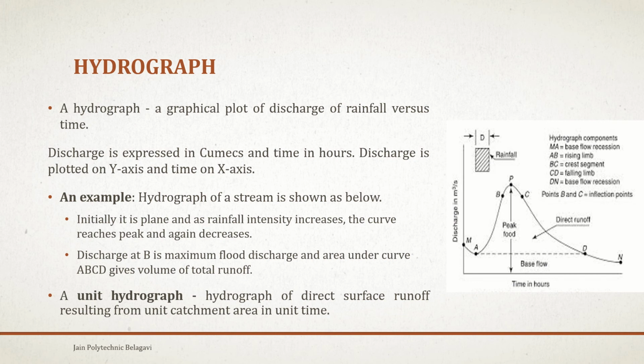It is a graphical plot of discharge or rainfall versus time. In the sense, for a prescribed time or stipulated time, how much rainfall has happened. This graph you will see in some self-recording rain gauges. Next, the discharge is expressed in cumecs and time is in hours. Discharge is plotted on the y-axis versus time on the x-axis.